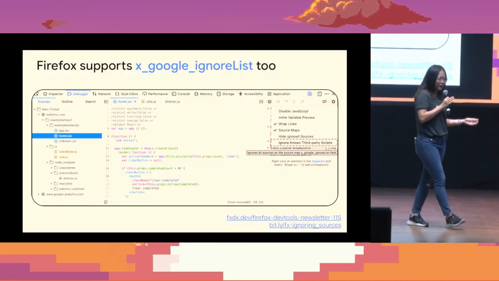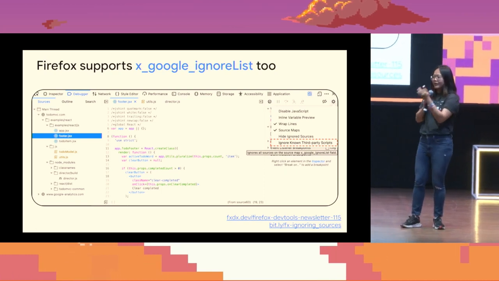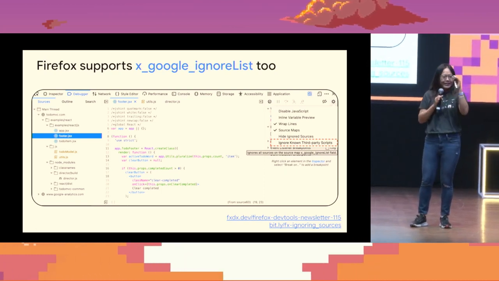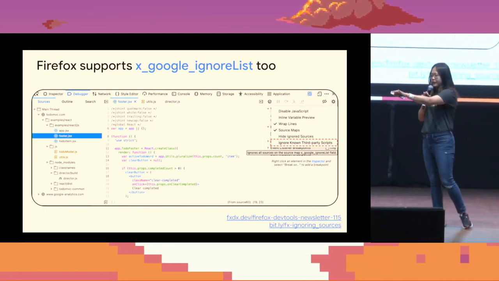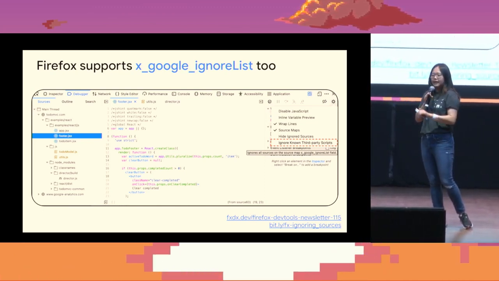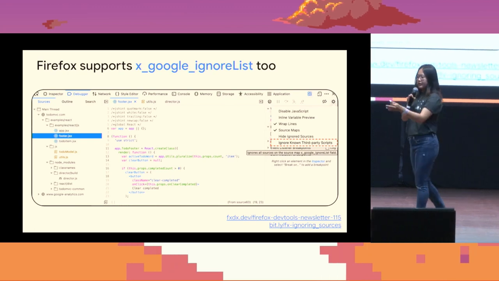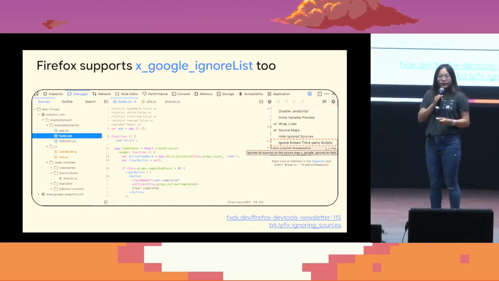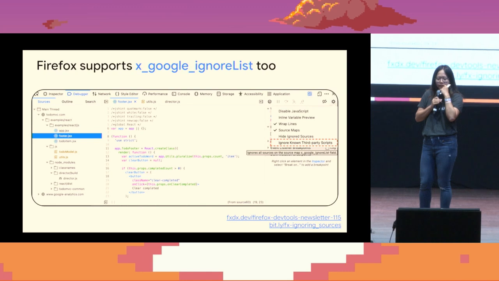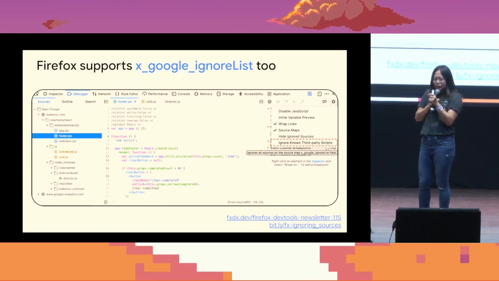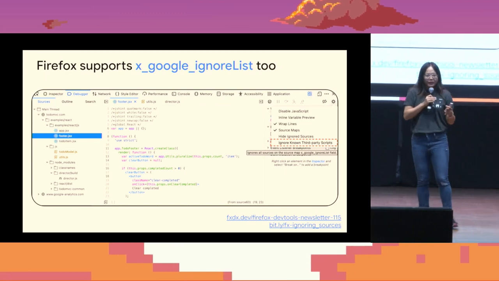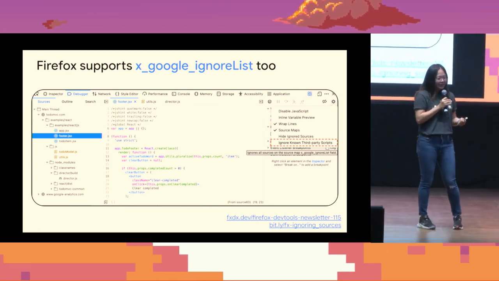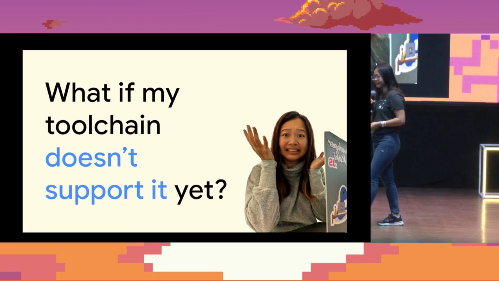And Firefox also supports this x_google_ignoreList setting too. So if you're a Firefox user, in your settings, you can click on that and then select the ignore setting. So you might be wondering, it is called x_google_ignoreList, why does Firefox support that? Because Firefox sees the value inside it. That's why it supports that.